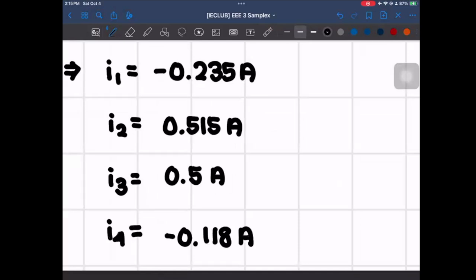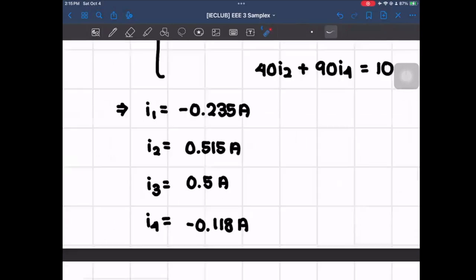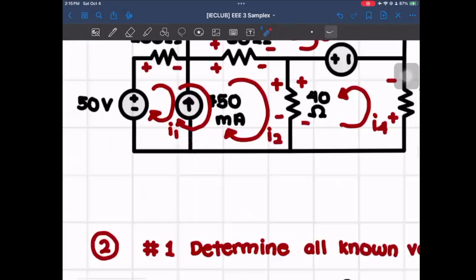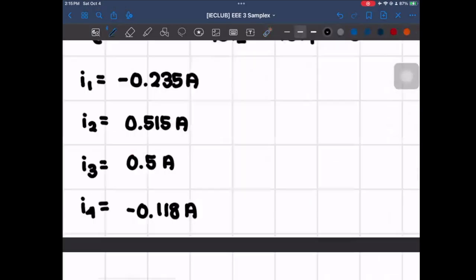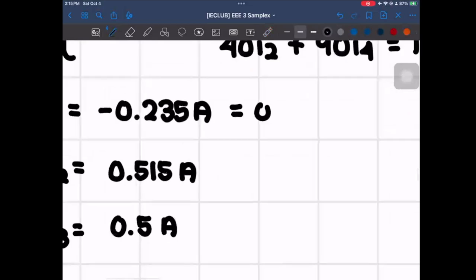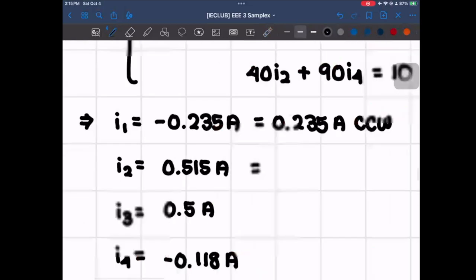So we have negative values here, but for the final answer, it's better if we state whether it's clockwise or counterclockwise. So what we could do is go back to our directions when we drew our mesh currents. For I1, it's going clockwise already. However, since it's negative, we have to go the opposite way. So that will be 0.235 A counterclockwise.